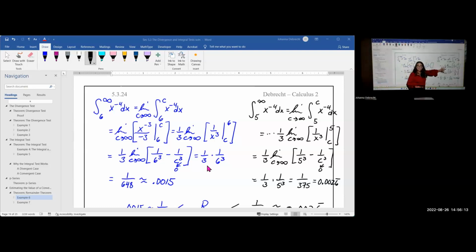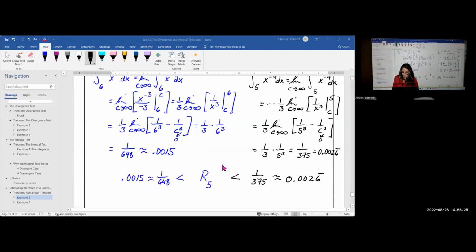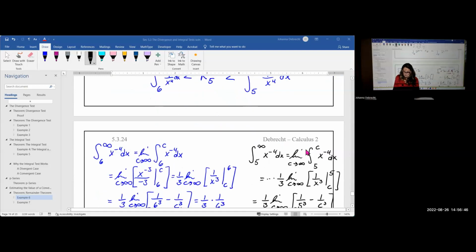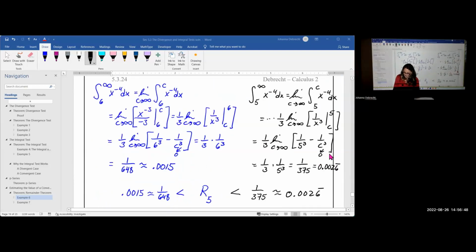And on the right side, my upper bound turned out to be 1 over 375, which is 0.0026 repeating. And so I have an upper bound and a lower bound on the error involved in approximating my infinite series with the sum of the first 5 terms. Now, I got the sum of the first 5 terms to be about 1.080352. If you want, you can get a common denominator there and write it as an improper fraction. It's going to be pretty nasty, but you could do it if you had enough time.